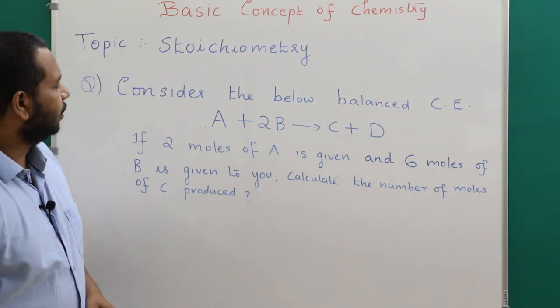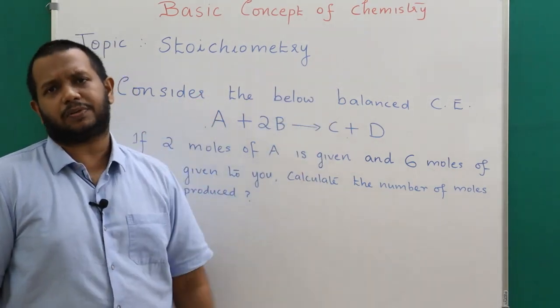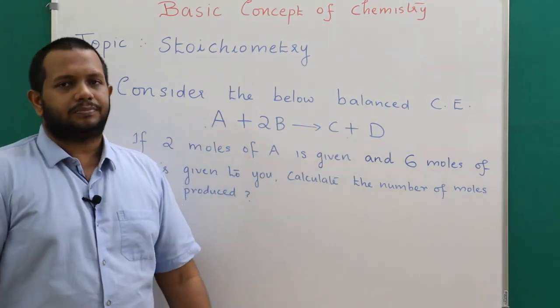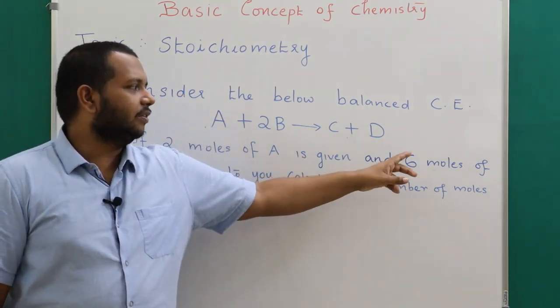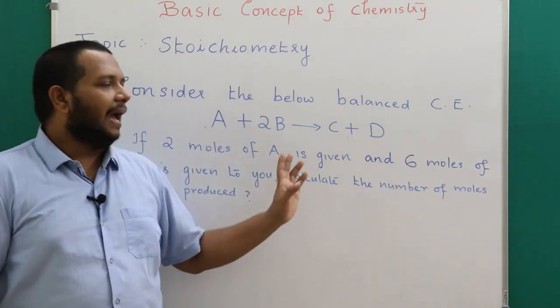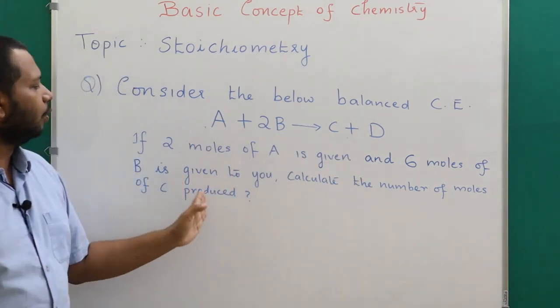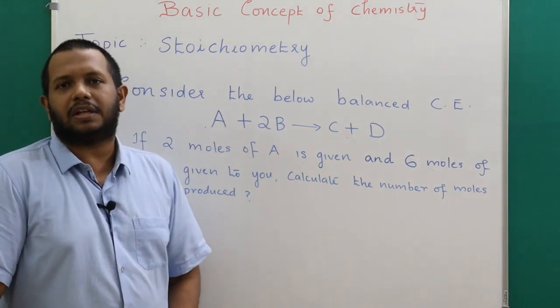Okay, now read the question. Consider the below balanced chemical equation: A plus 2B giving C plus D. If 2 moles of A is given to you, and what is the change I made? Instead of this I made it 6 moles, and 6 moles of B is given to you. Calculate the number of moles of C produced. Understood? So this is the question that is given to you.